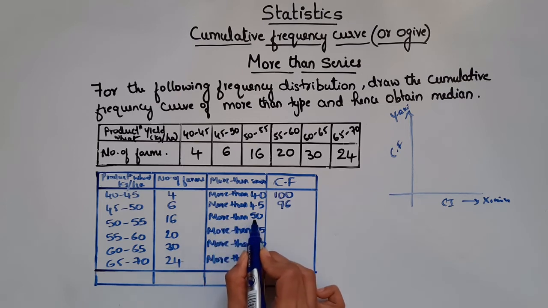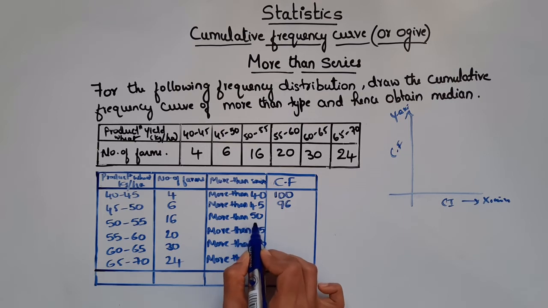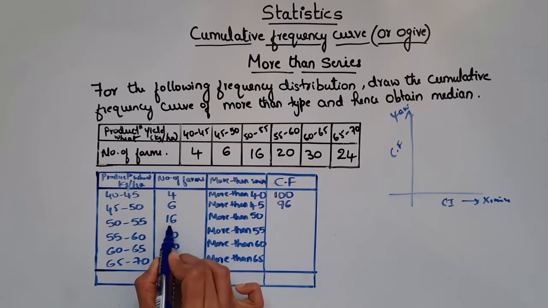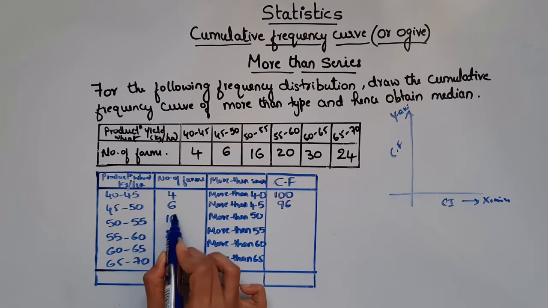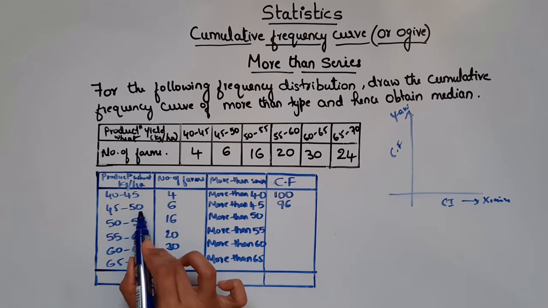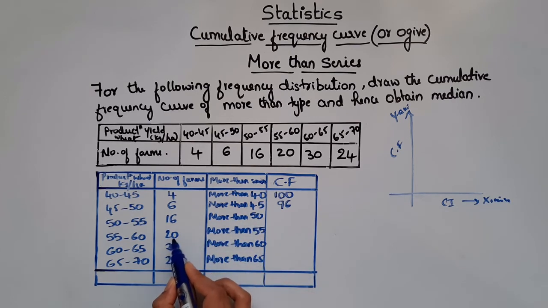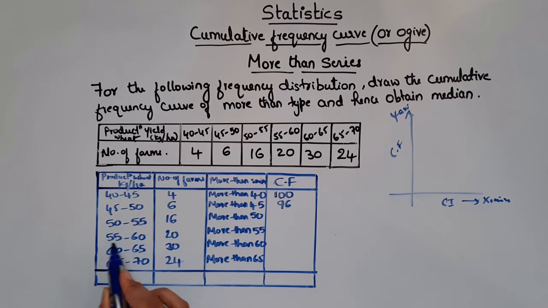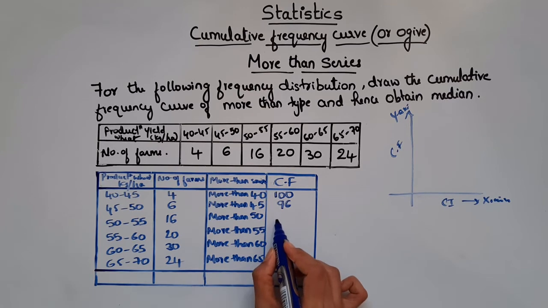Next we have more than 50, which means we have to write the number of farms whose production yield is more than 50. So here we have 16, which comes under the range 50 to 55. That means it's more than 50. This 6 will not be included now because it's in the range 45 to 50. So we want more than 50, right? This 20 will come in more than 50. Here we have the range 55 to 60, so this 30 plus 24. So you will add 16 plus 20 plus 30 plus 24. That will give you 90.